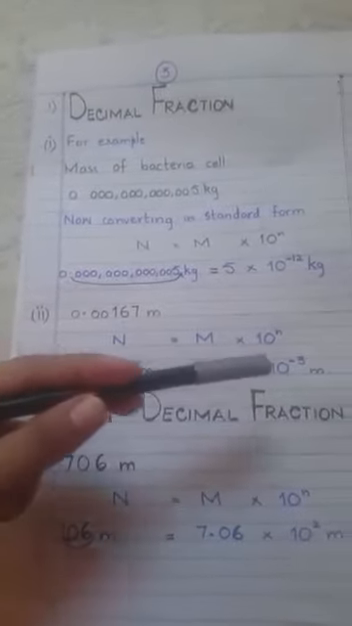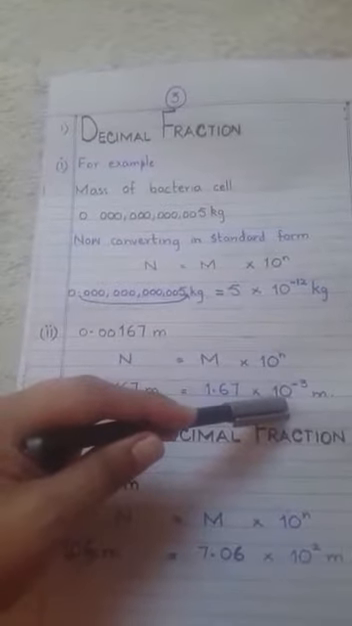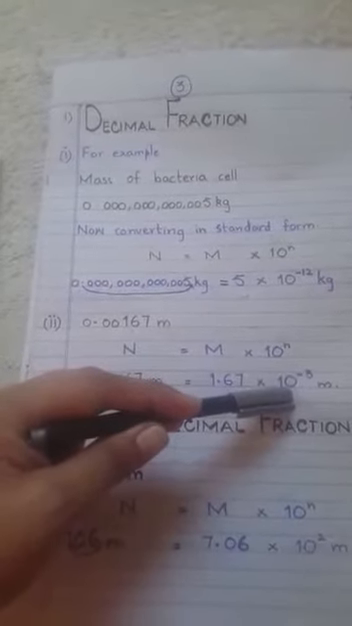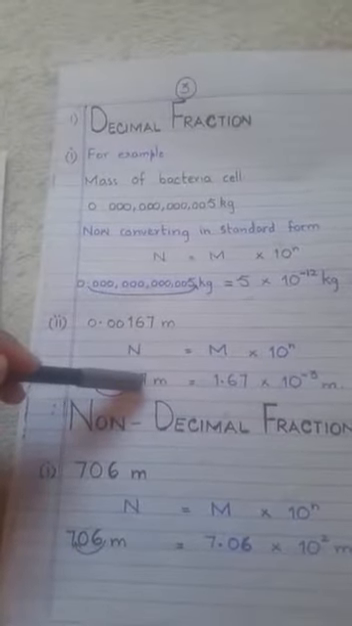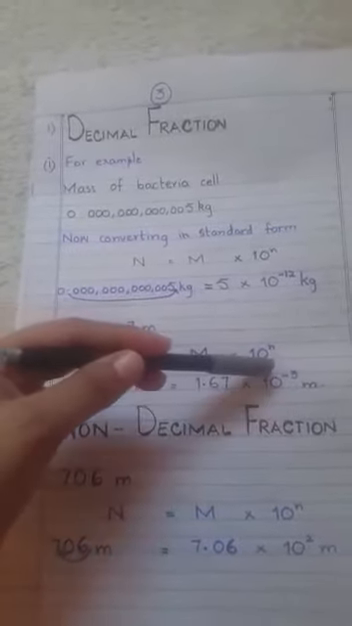And again a negative sign will be marked. Why will the negative sign be marked? According to the law, if the decimal moves toward the right side, the negative sign will be marked.